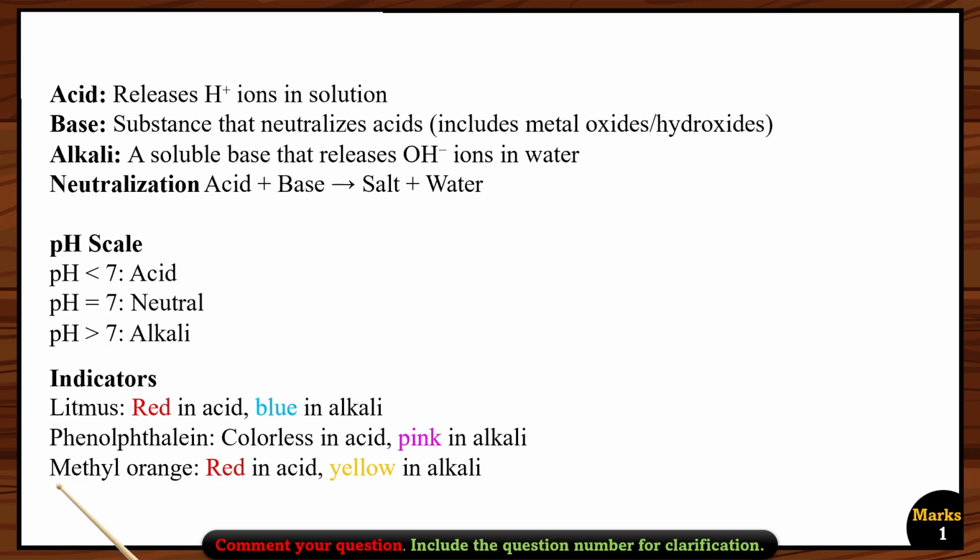Okay, now let's come towards the indicators. How can we know whether a particular compound is an alkali or an acid? We have some specific indicators for them. Litmus paper usually gives a red color in acid, whereas in alkali it will give you a blue color. Another indicator that we can use to identify acids and bases is phenolphthalein. It's colorless in acid, whereas it gives you a pink color in alkali. Let's come to methyl orange. Methyl orange changes to red in acid and changes to yellow in alkaline solutions.